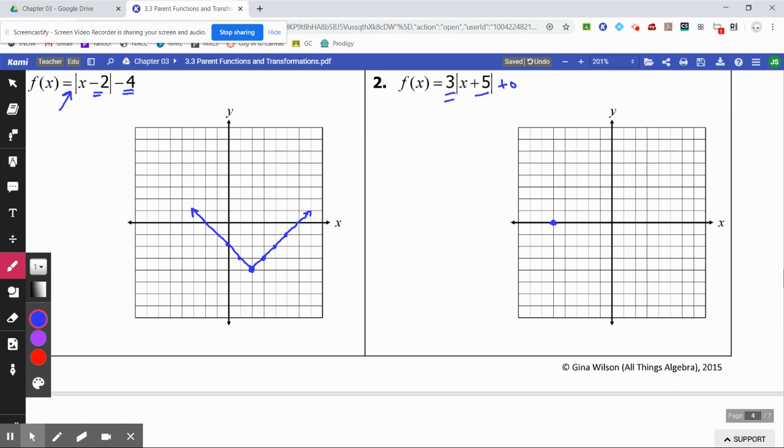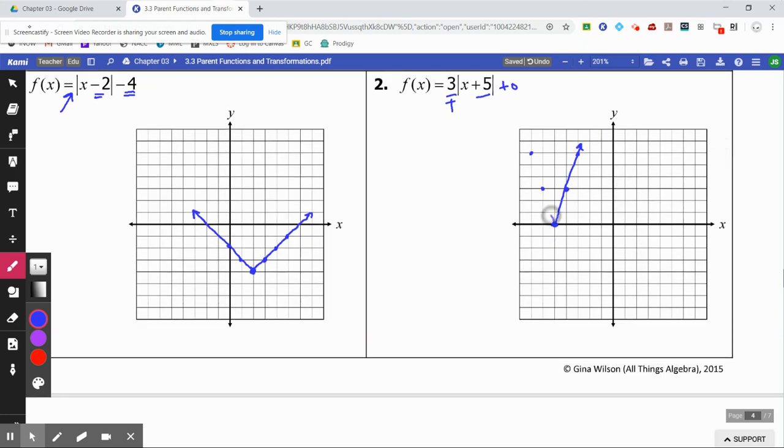Here is our slope. So we're going to go rise and run 3 over 1. And then you can do it again. For the left side, you're going up 3 and left 1. And you see the symmetry there as well. And there is going to be your new absolute value function.